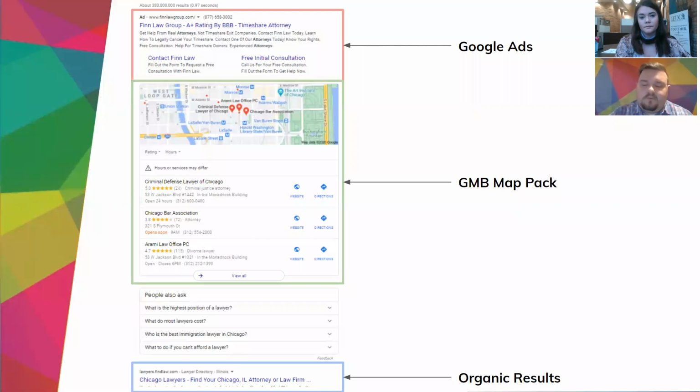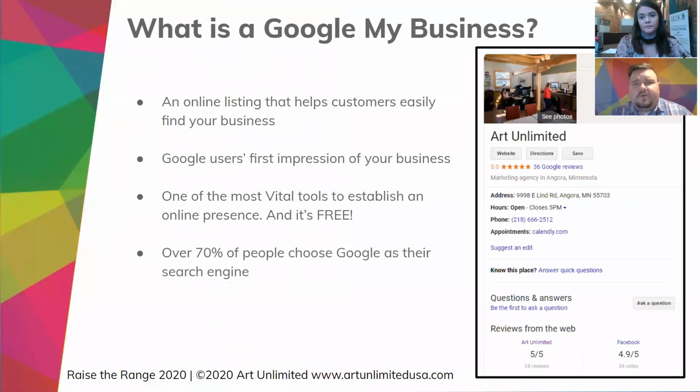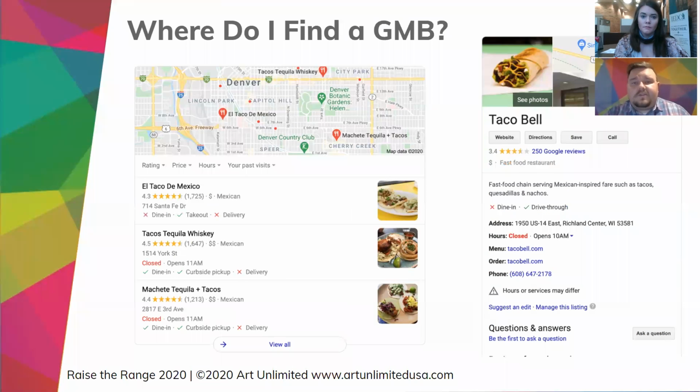Whatever industry you are in. So in case someone doesn't know what a Google My Business listing is, I just wanted to do a quick explanation. It's just a free listing that helps customers easily find your business. It's where your reviews are housed. You can link it to your website. You can put in your address, your hours, phone numbers. It really does a lot of stuff. It's completely free. It's a great way for people to find you.